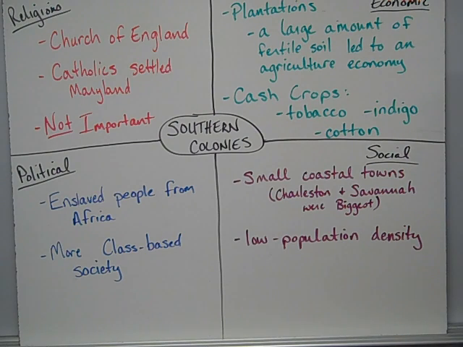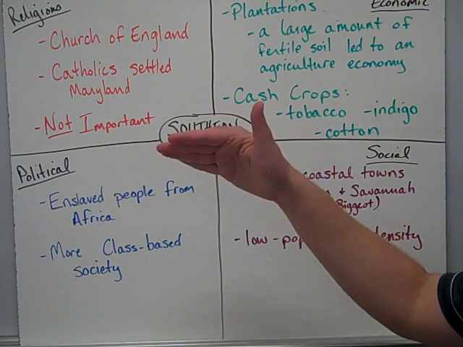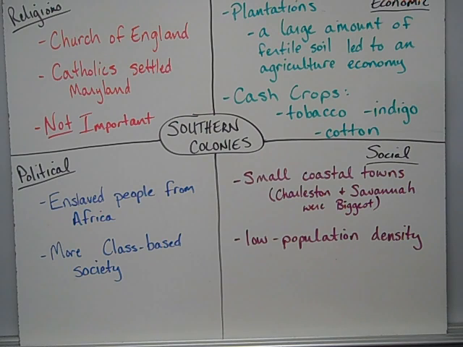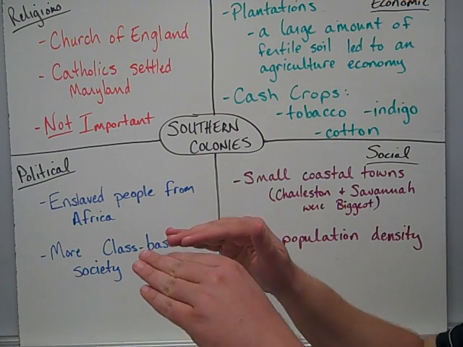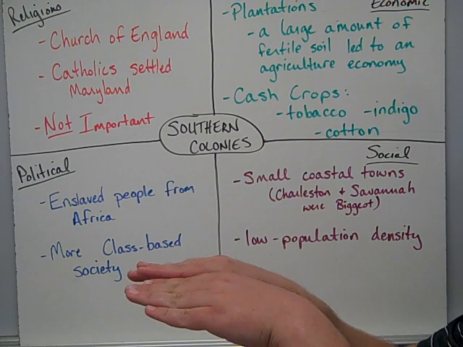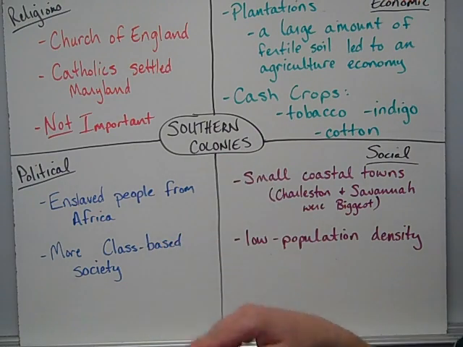In the southern colonies, they enslaved people from Africa. They were a more class-based society. They had the high class, the middle class, and the low class, and then the slaves below that. And so that's really what dominated the society: you were in this class, you were born in this class, and there was no movement between those classes. It was what it is.